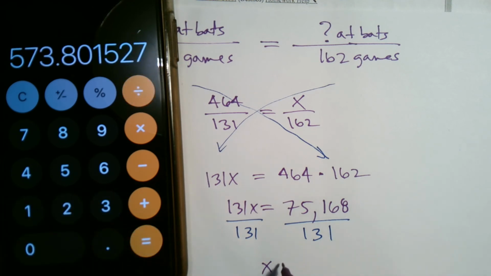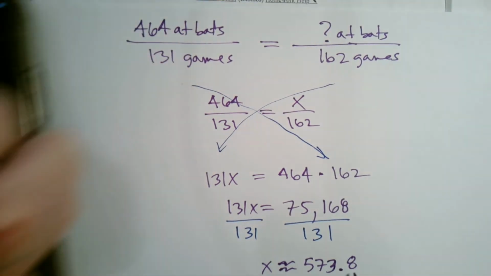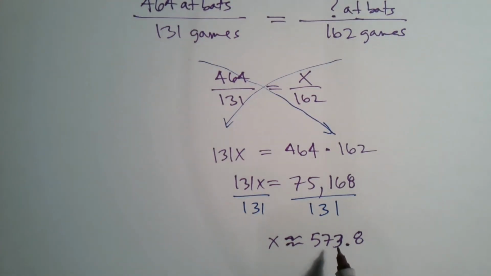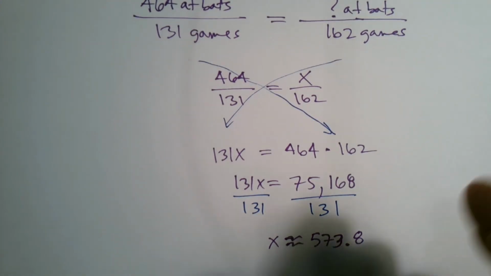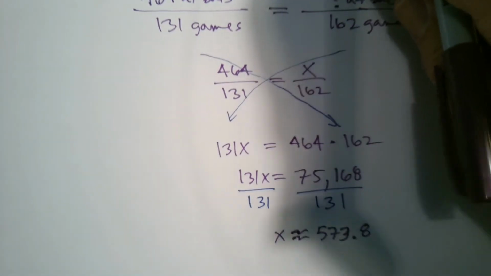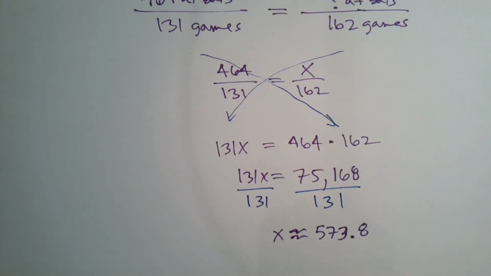And I end up with approximately, because I'm going to round here, 573.8, right? I can round to the nearest tenth. And when we talk about at bats, so if we're going to really have an answer to this of approximately how many at bats, we're really going to round actually to the ones place, because at bats are whole numbers; they're not decimal values. You don't have a portion of an at bat.